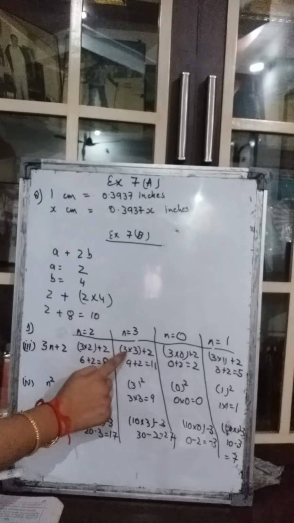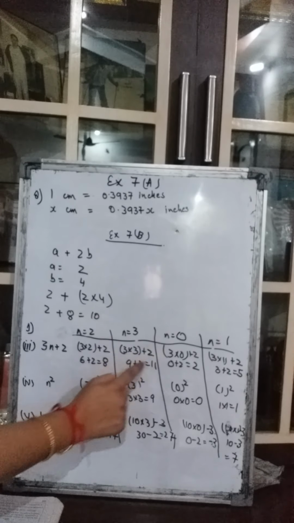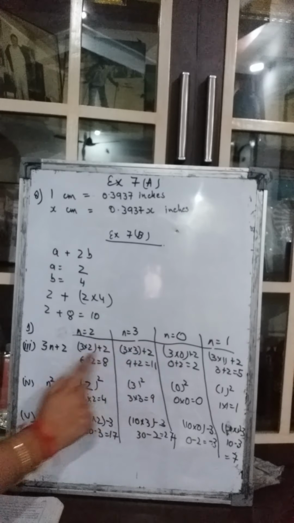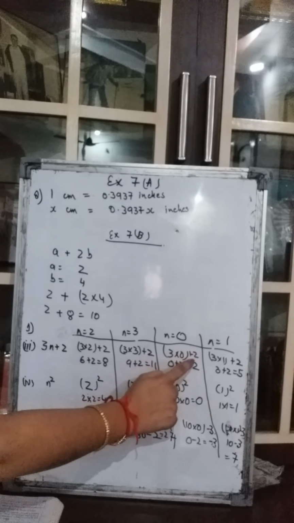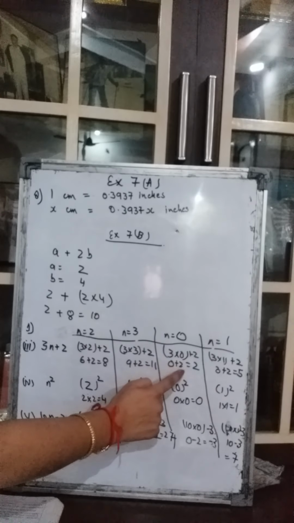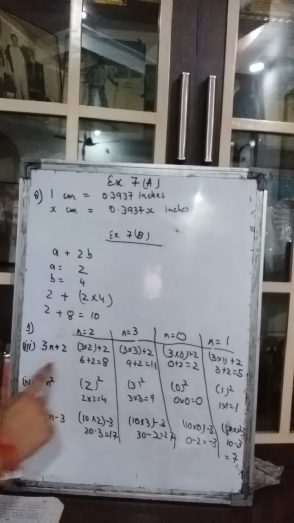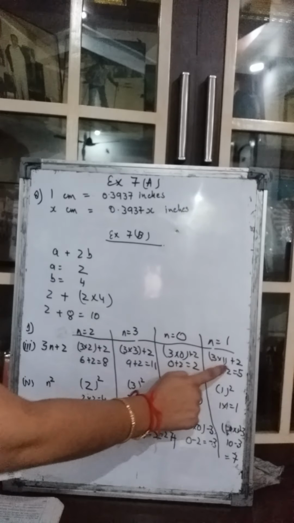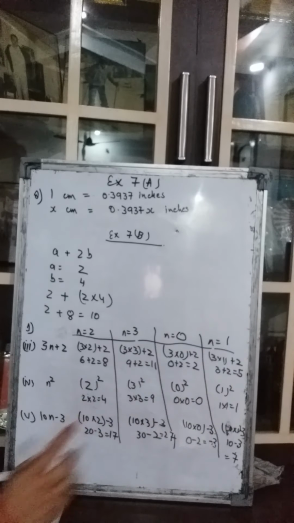Now put the value 3 here. So it is 3 into 3 plus 2. So 3 into 3 gives you 9. 9 plus 2 is equal to 11. Then we put the value 0 here. 3 into 0 plus 2. Anything multiplied by 0 is 0. 0 plus 2 gives you 2. And then we will put the value of n as 1. 3 into 1 plus 2. So 3 into 1 is 3, plus 2 is equal to 5.